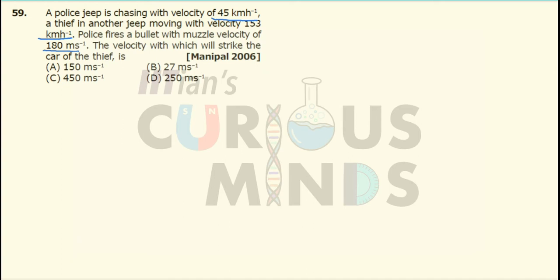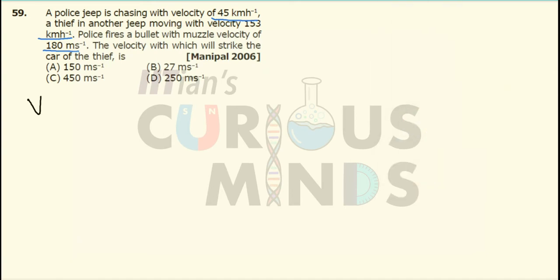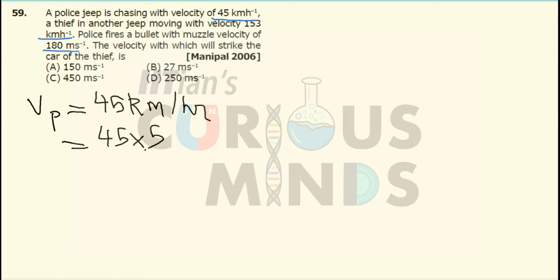Now, first of all, before we proceed with this sum, we have to convert the velocities into meter per second. So let me take the velocity of the police jeep, Vp, equal to 45 km per hour. We have to convert it into meter per second, so basically it will be 45 into 5 by 18. I will keep it in ratio. 9 5s are, 9 2s are, so it will be equal to 25 by 2. Let it be 25 by 2 meter per second.